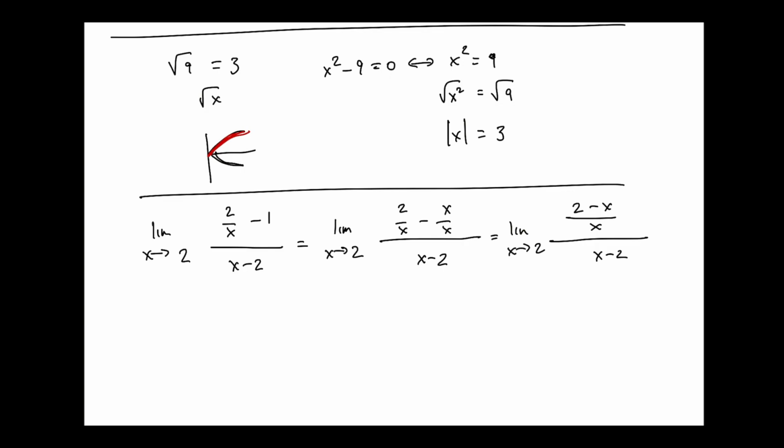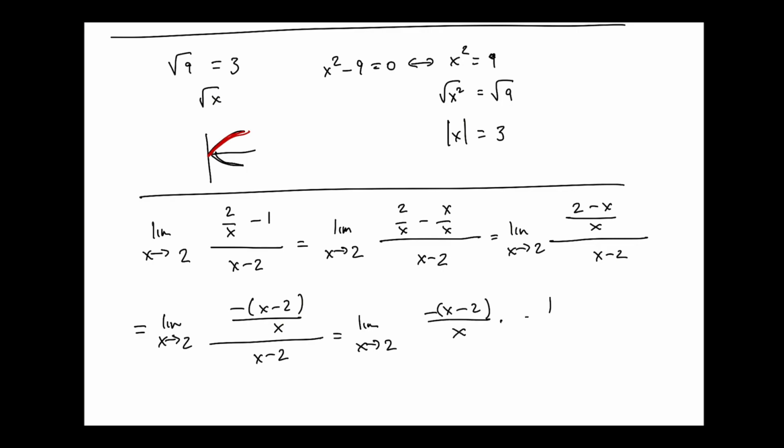So let me rewrite this one more time to make it a little bit more obvious. Do you guys agree that that's the same thing? Right? 2 minus x is negative x minus 2. Okay. Now, let me also then, because when you've got fractions on top of fractions, sometimes it's easy to make an error. And so let me rewrite it like this.